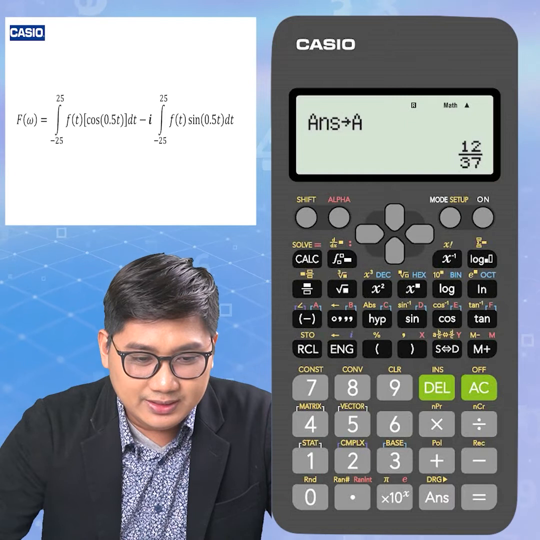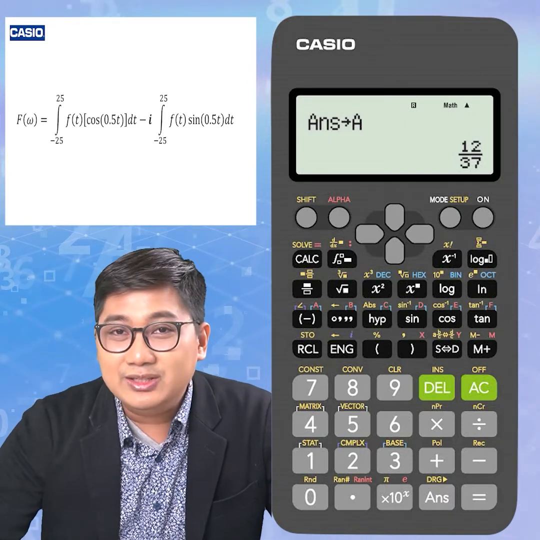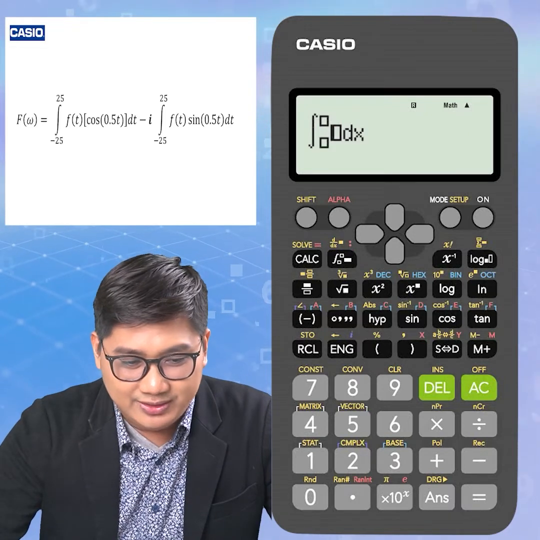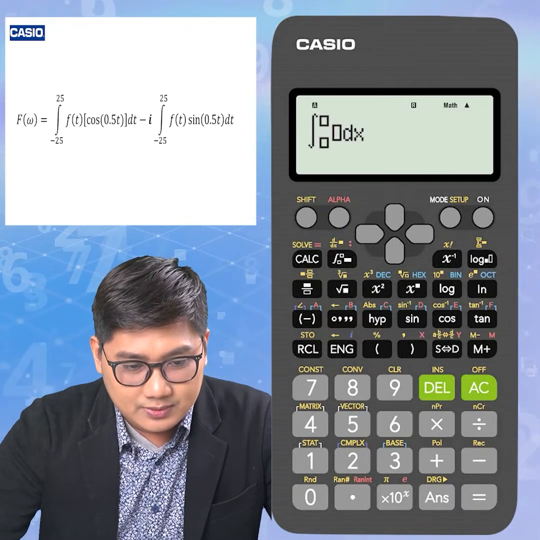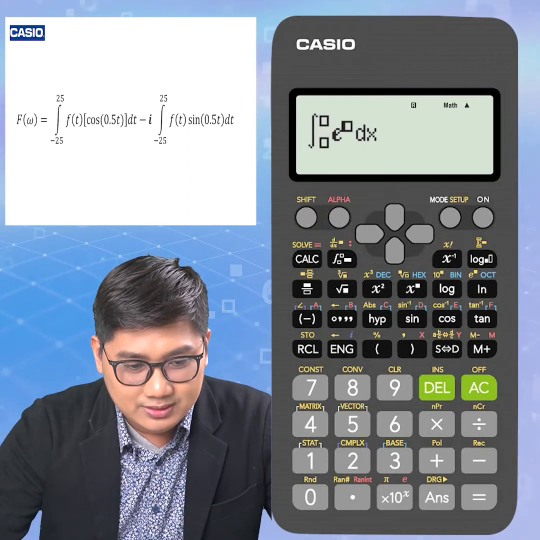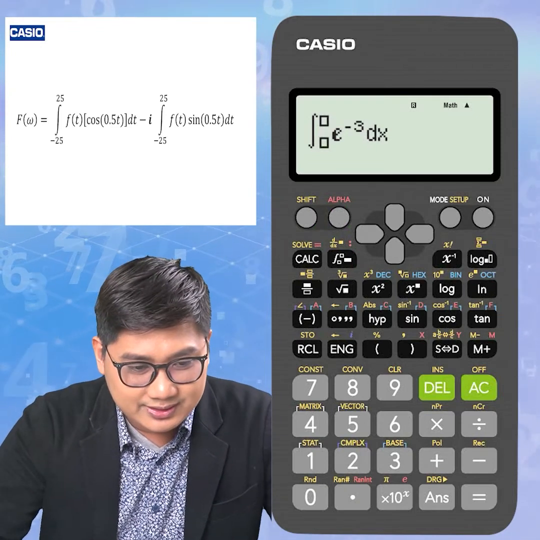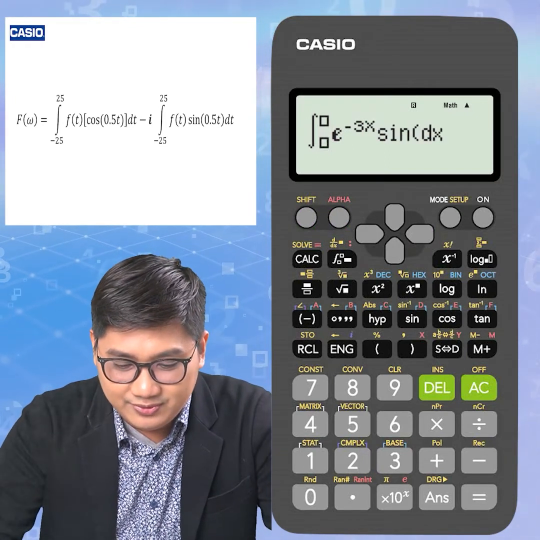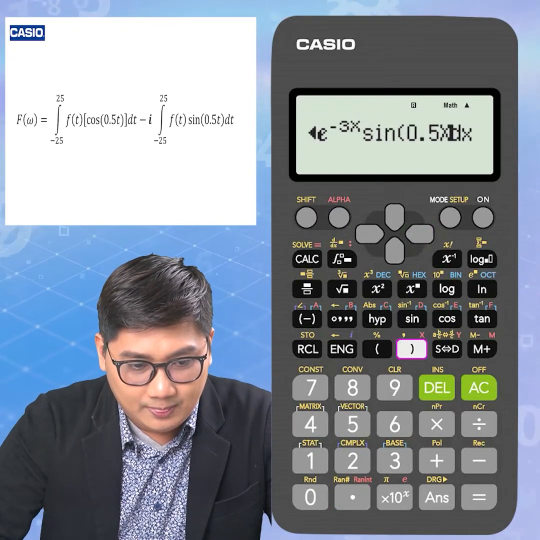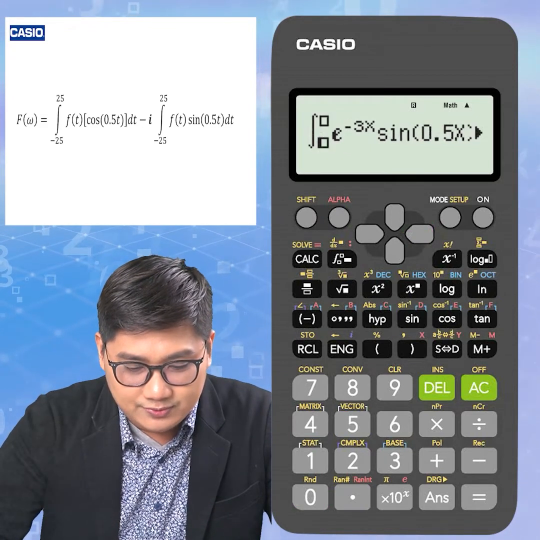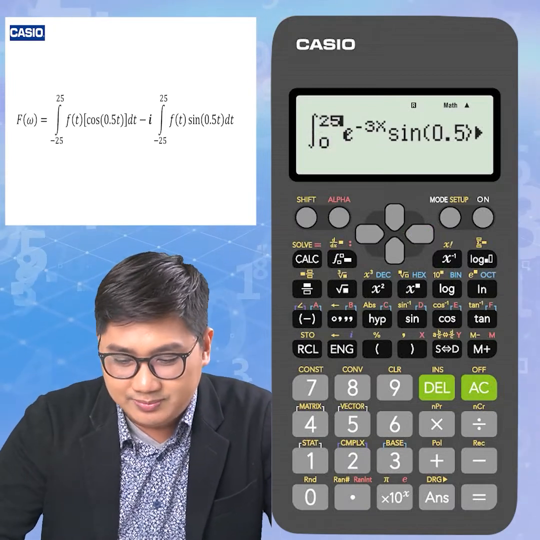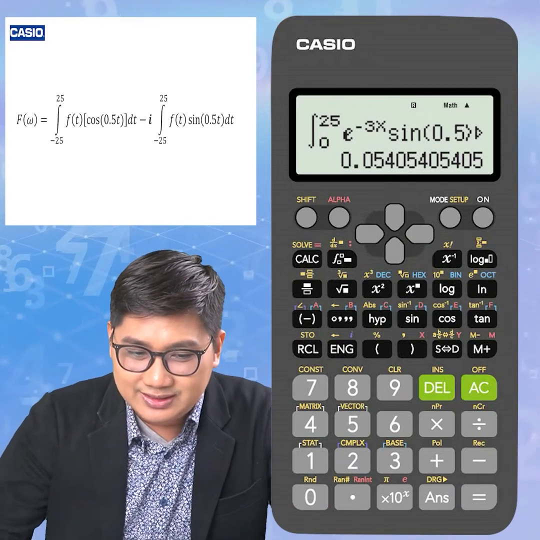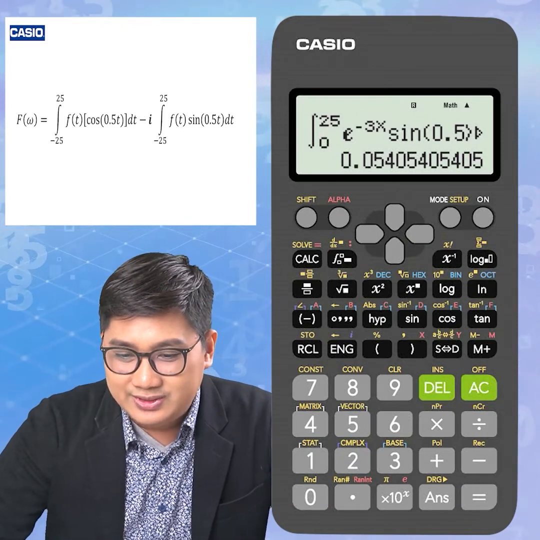Next is B. In our memory B, that will be the value of the function of time multiplied by sine. So let's do that as well in our calculator. Function of time e raised to negative 3x times sine 0.5x from 0 to 25. That will be the value of the imaginary part. Now, our only concern here is the real part, which has the cosine function.